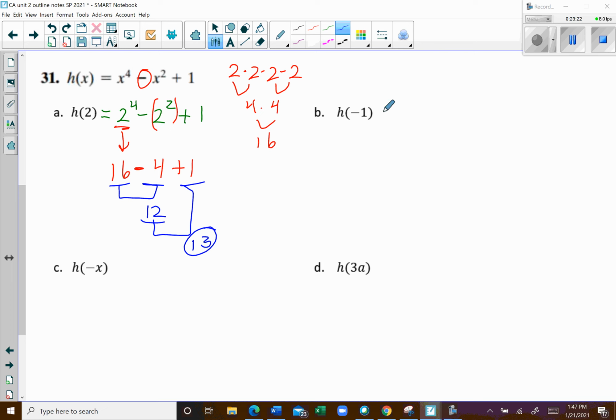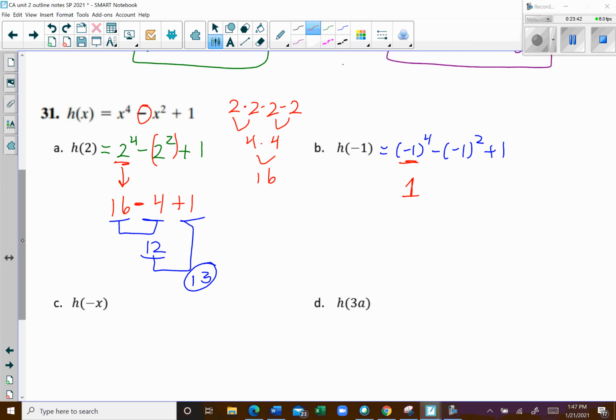Okay, on part B, we're going to plug in negative 1. So we have negative 1 to the power of 4 minus negative 1 to the power of 2. Then we have plus 1. And so negative 1 to the power of 4 would become a positive 1. Okay, let me see if I have enough room to kind of show that real quick. So if you had negative 1 times negative 1 times negative 1, so on. So see, negative and a negative become positive 1. Negative and a negative become positive 1. Then positive and positive, that's where we get our positive 1 right there.